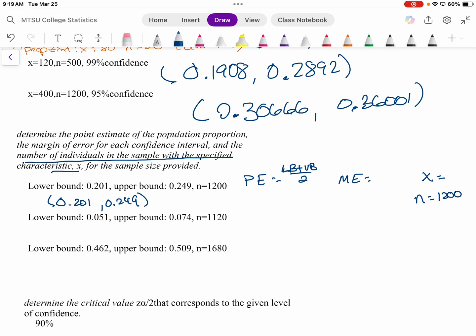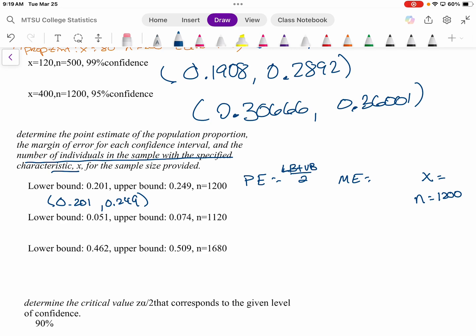Doesn't matter for proportions, doesn't matter for means when we do it in 2 weeks. If they ask for the point estimate and all they give you is the upper and lower bound, add the two numbers and divide by 2, and that tells you what your point estimate is, because it's always in the dead center of the confidence interval.